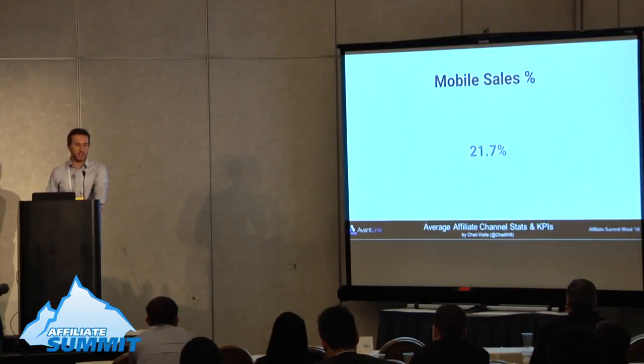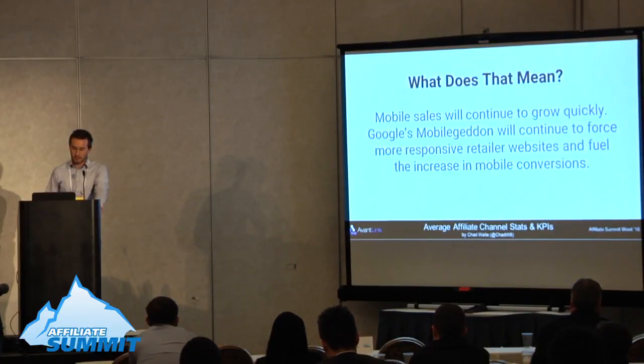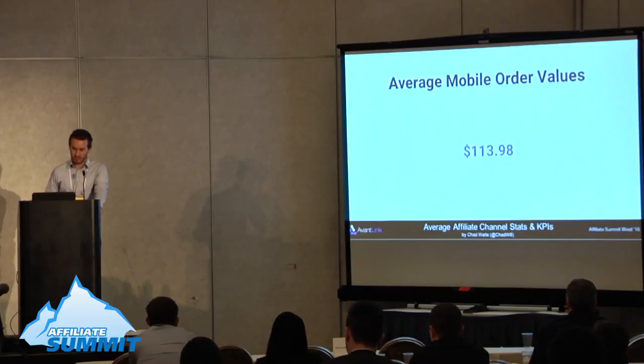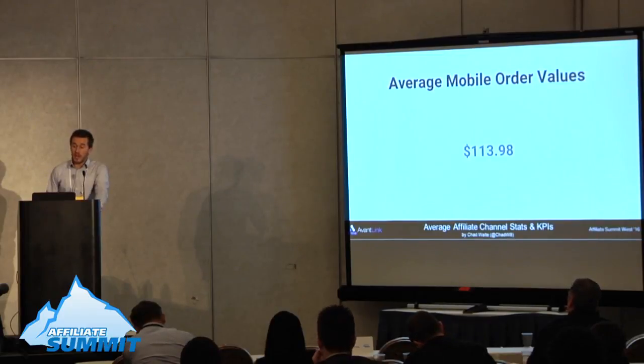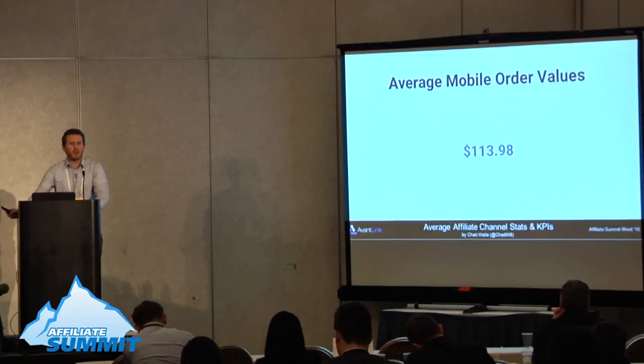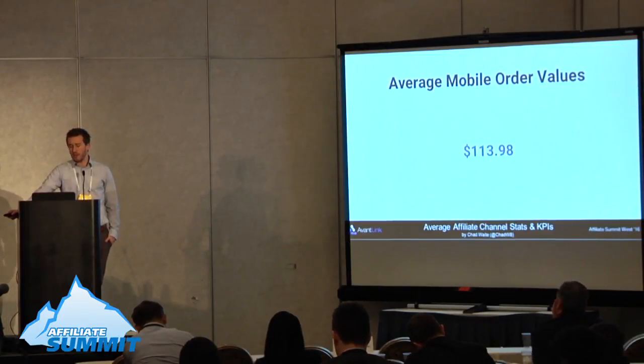More and more people are starting to buy through mobile devices. It's scary how easy it is sometimes, actually. Average mobile order values. So the AOV for mobile devices is a little bit down from a typical sale that we see. So $113.98. If you recall, the AOV from all devices for the year in the network was $123. So down about $10.